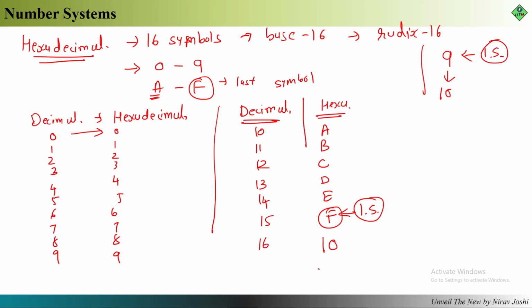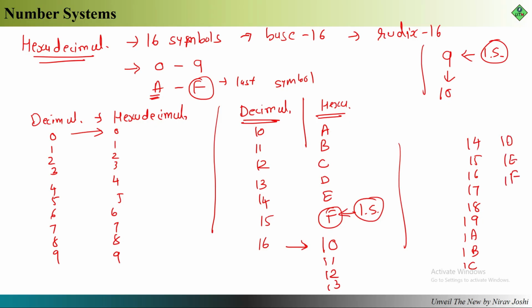Okay, so 10. After 10, what can you write? Simply, 11, 12, 13, 14, 15, 16, 17, 18, 19. What will come after 19? See, 9 is not the last symbol in hexadecimal. After 9, we get A. So yes, there will be 1A, 1B, 1C, 1D, 1E, 1F. Now F is the last symbol.